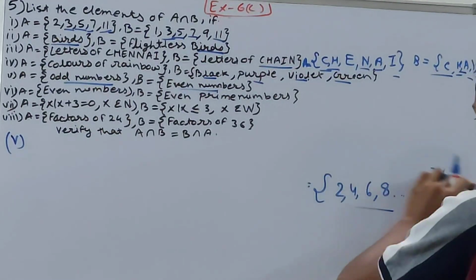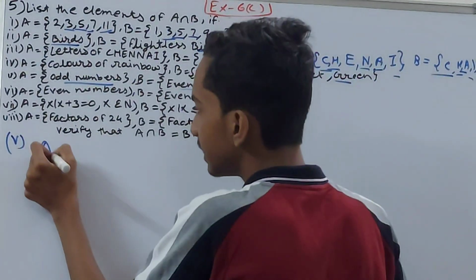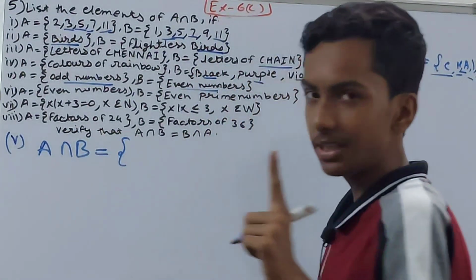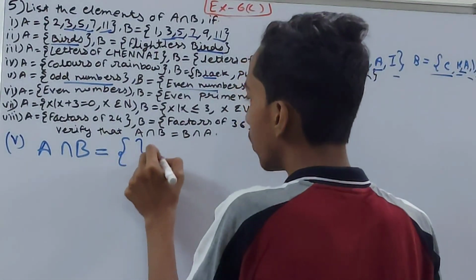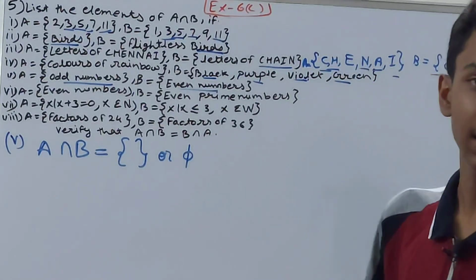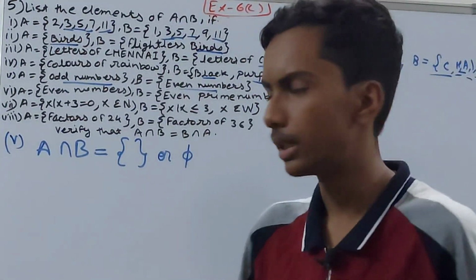Okay, so that means what? That means the value of A intersection B. Okay, no elements will be there. When I say no elements, it means what? It means an empty set, or you can say it like this also, the symbol of it. Okay, both of them are same thing. Means that no element is common, that's why it is an empty set.